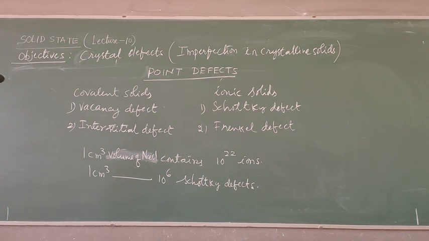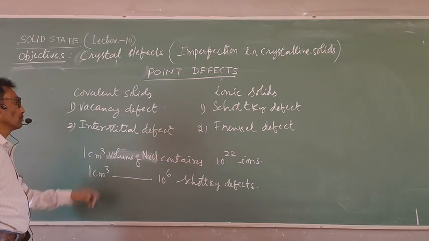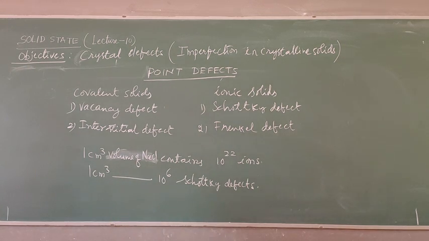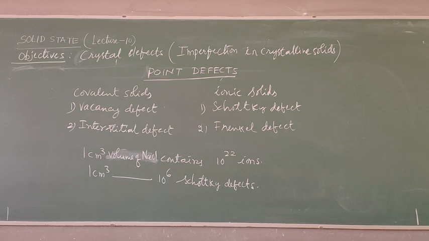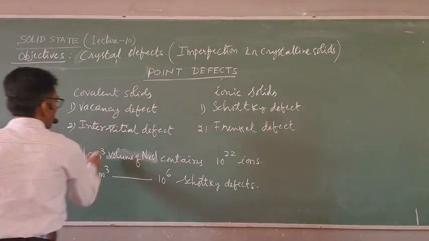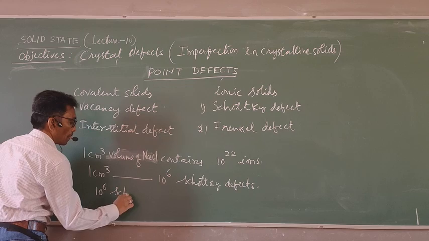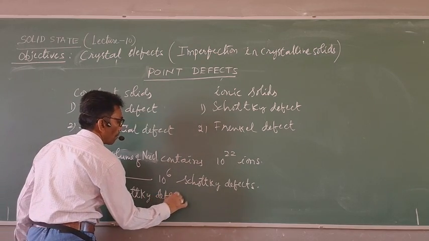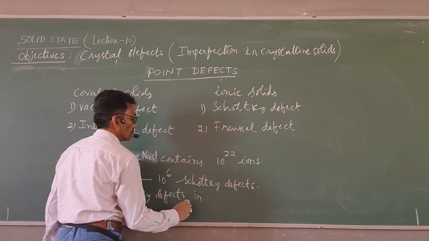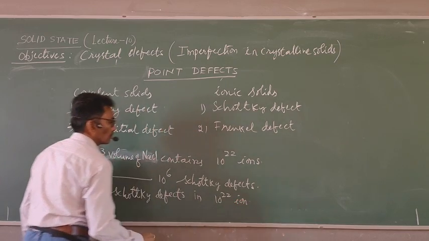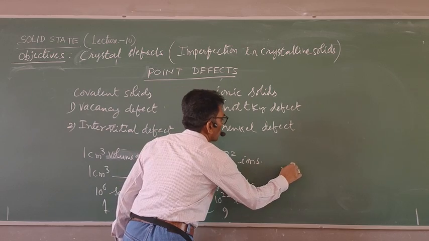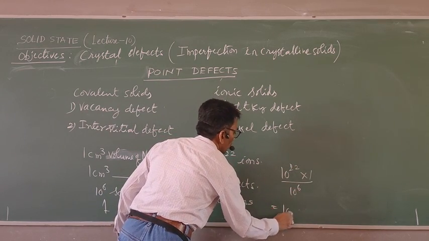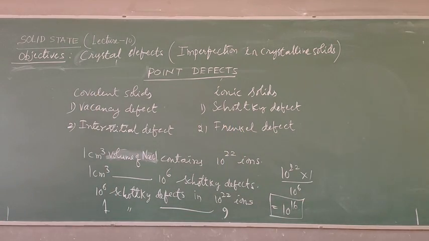Therefore, one Schottky defect is observed for how many ions? Here it is substituted, dear students: 10 to the power 6 Schottky defects in 10 to the power 22 ions, and one Schottky defect for how many ions? Therefore, the answer is 10 to the power 22 into 1 by 10 to the power 6. Answer is 10 to the power 16. For competitive point of view, you just refer, dear student.